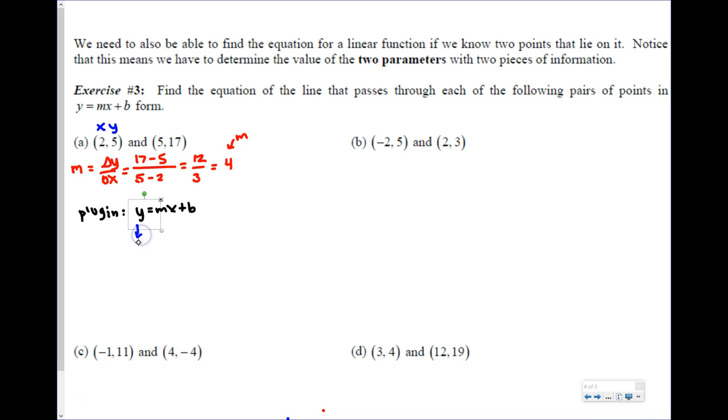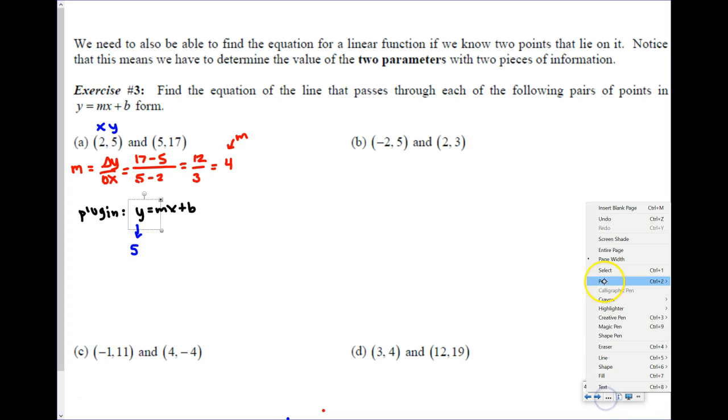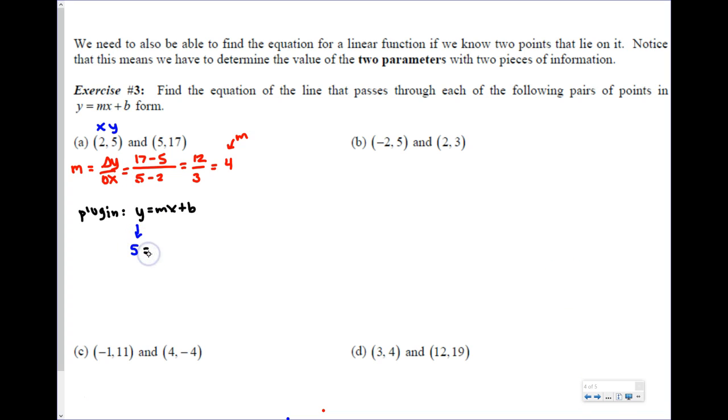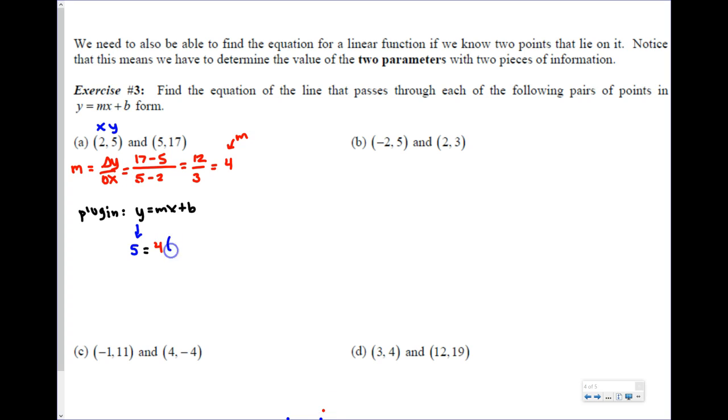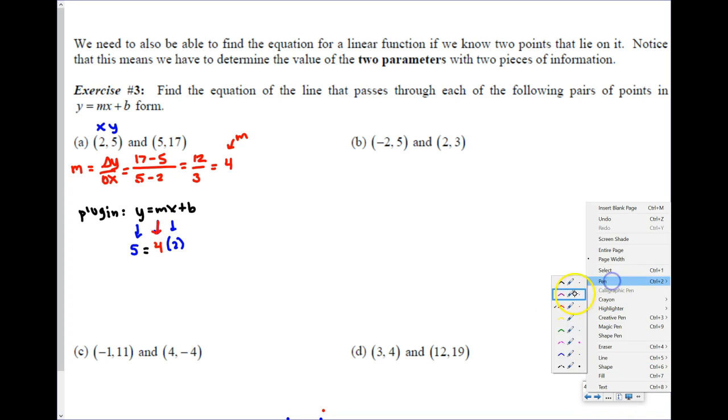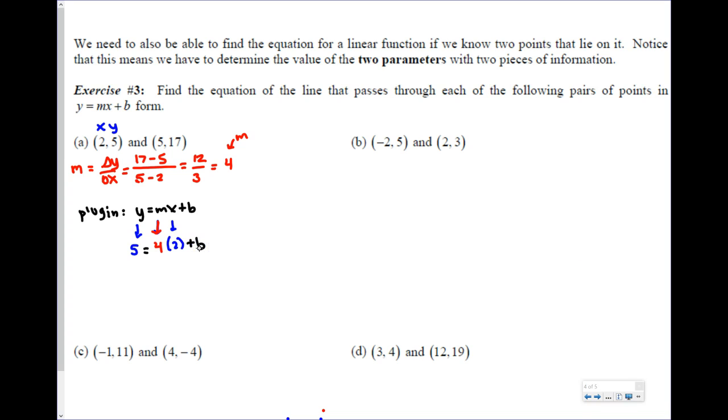So instead of a y, I'm going to plug in 5 from my point. Equals, instead of m, I'm going to plug in 4 from the m I found up there. My x is up here, and that's a positive 2. I'm just plugging these values in here. And then I'm trying to find b, so I'm just going to, of course, put plus b so I can solve this equation. Now I solve, I get 5 equals 4 times 2 is 8 plus b. Subtract 8 on both sides. 5 minus 8 is negative 3, so negative 3 equals b.